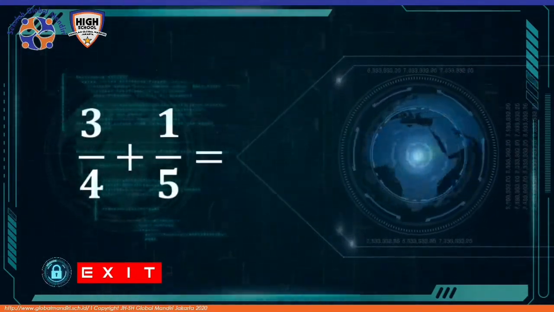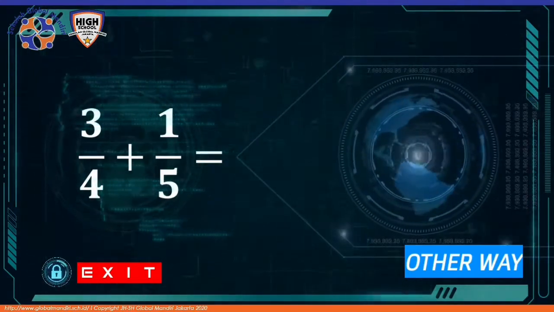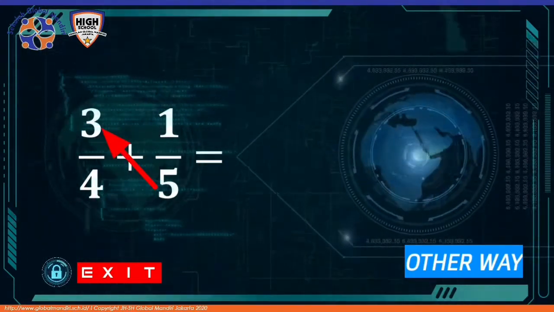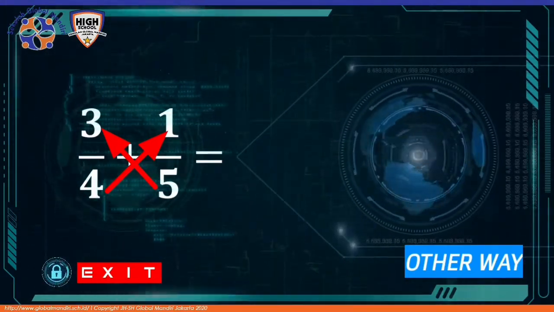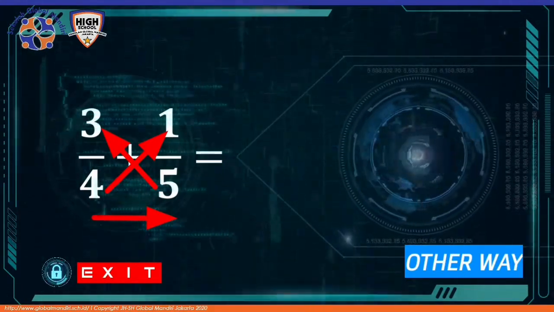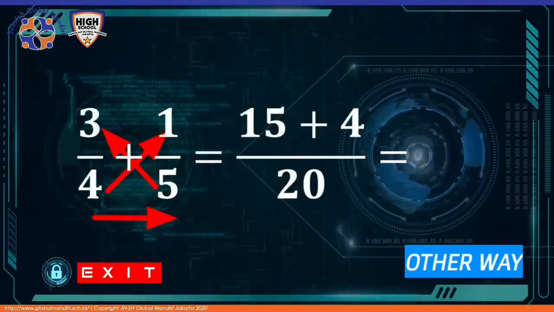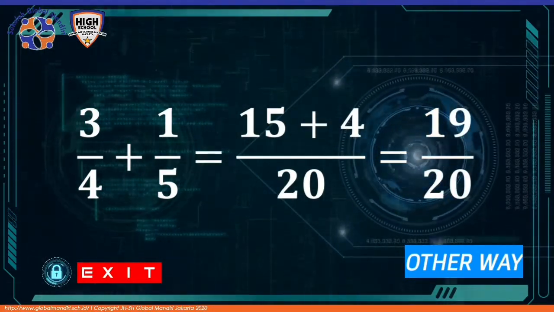Or you can simply do this thing. Just multiply the 5 with 3 and plus multiplication of 4 and 1. Then we multiply the denominator, which is 4 and 5 become 20. So now we have 15 plus 4 over 20 is 19 over 20.